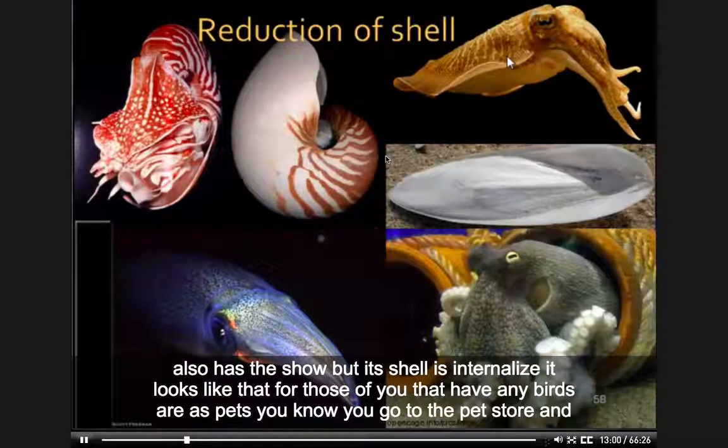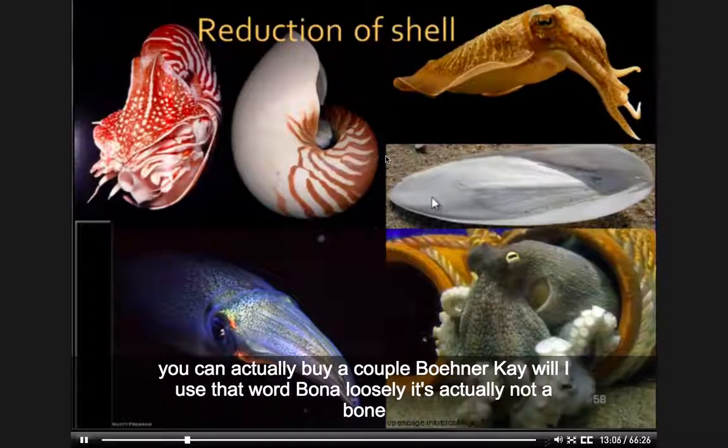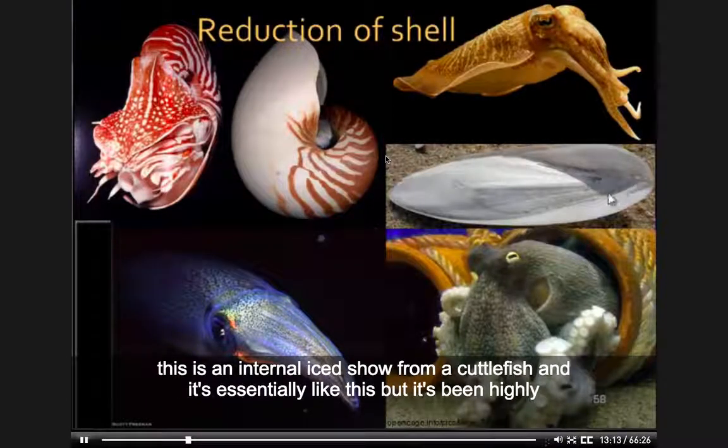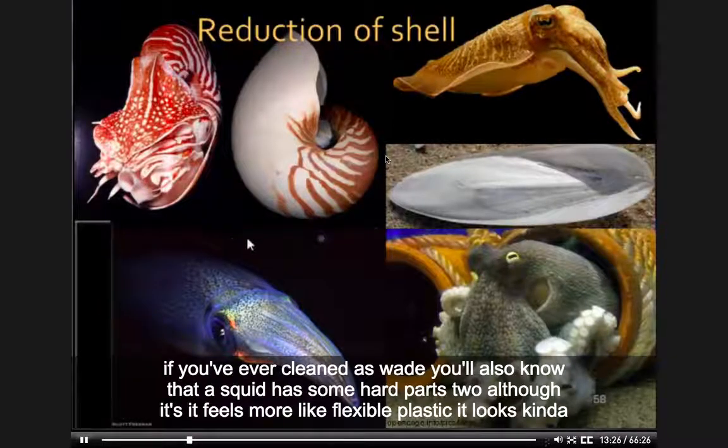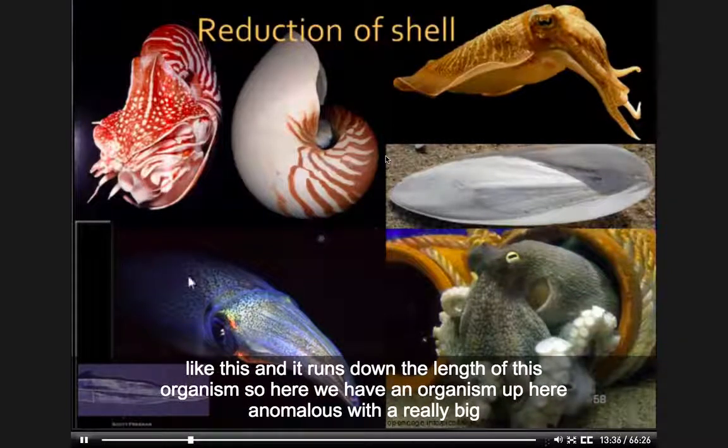It looks like that. For those of you that have any birds as pets, you go to the pet store and you can actually buy a cuttle bone. Okay, well, I use that word bone loosely. It's actually not a bone. This is an internalized shell from a cuttlefish. And it's essentially like this, but it's been highly modified and reduced, and it's now internal with all of the soft tissue of this organism on the outside. If you've ever cleaned a squid, you will also know that a squid has some hard parts too, although it feels more like flexible plastic. It looks kind of like this, and it runs down the length of this organism.